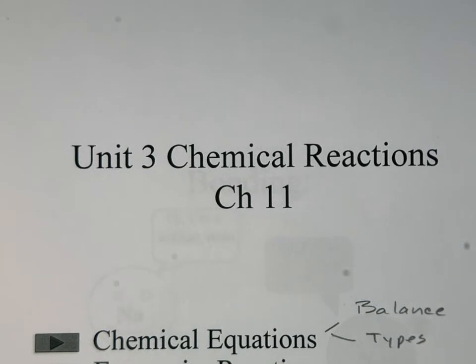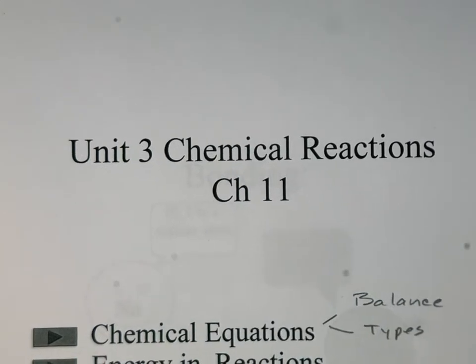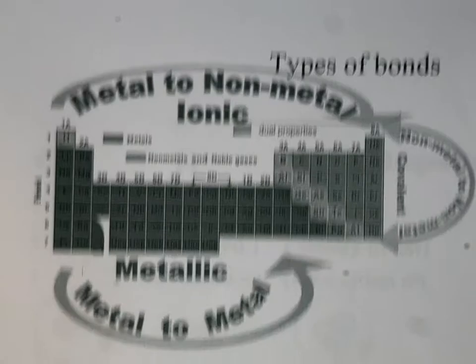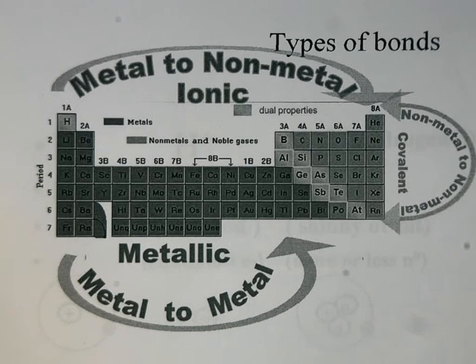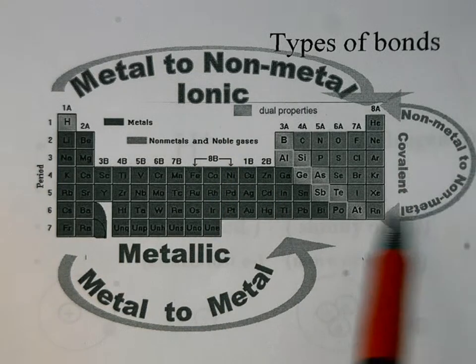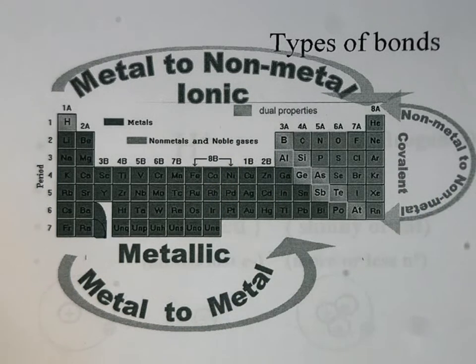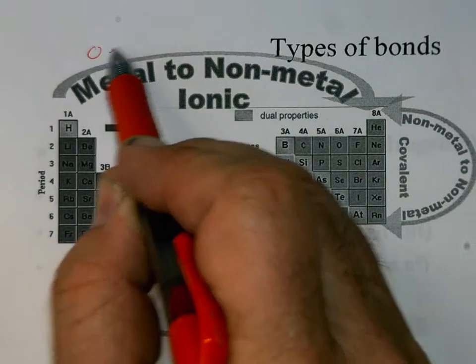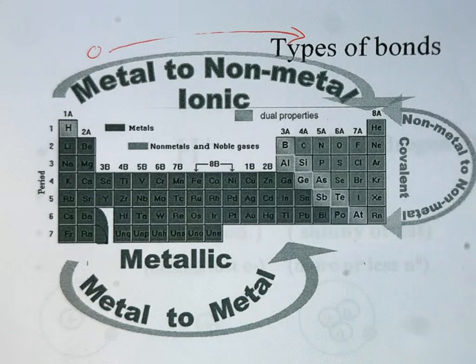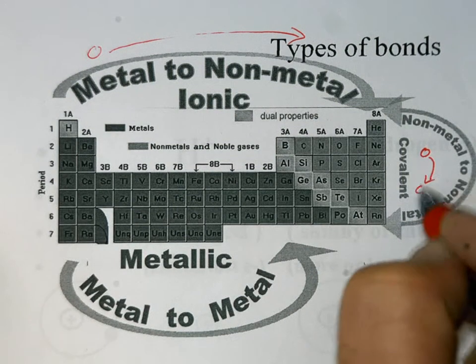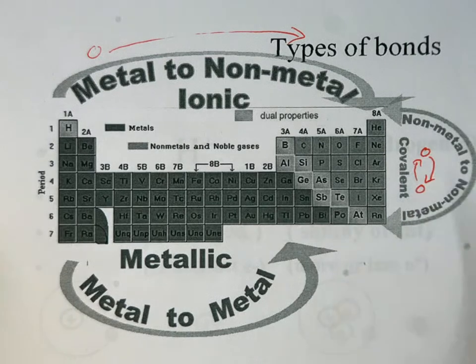The first part is a review, so you don't have to write this all down. We've just been finishing up, and we'll be testing soon on our types of bonds. We've got metal to metal, or metallic bonds; metal to nonmetal, ionic; and nonmetals with nonmetals are covalent. In an ionic bond, an electron flies over to the other side. In a covalent bond, electrons are being shared, tending to be in pairs.